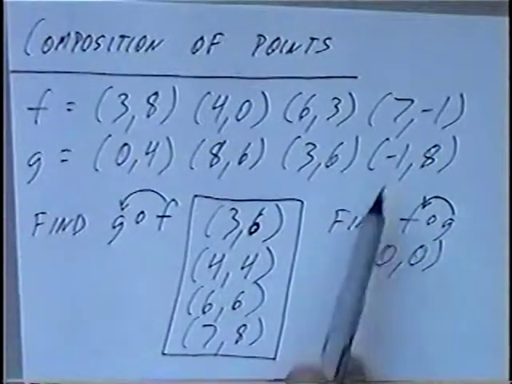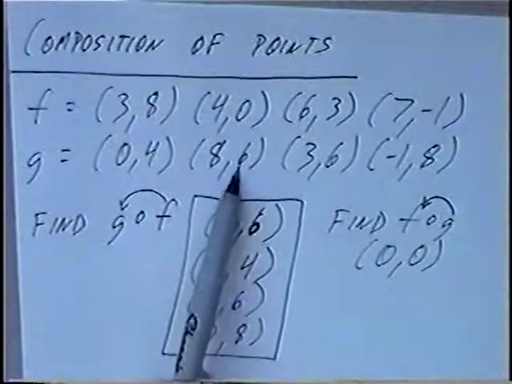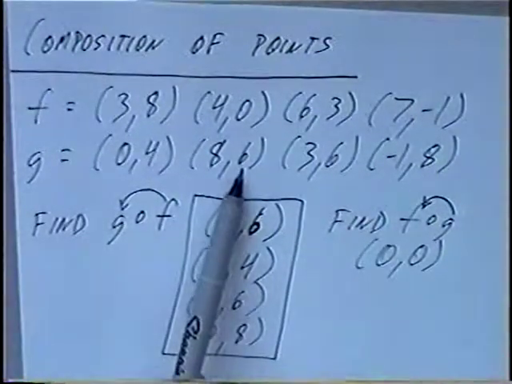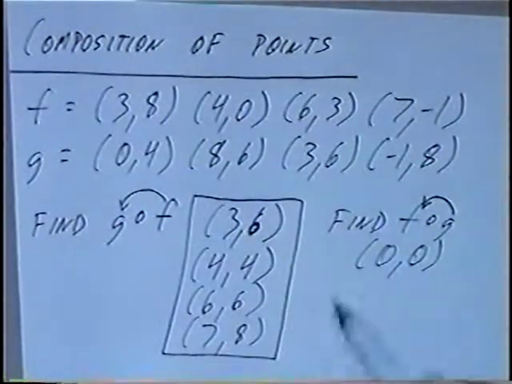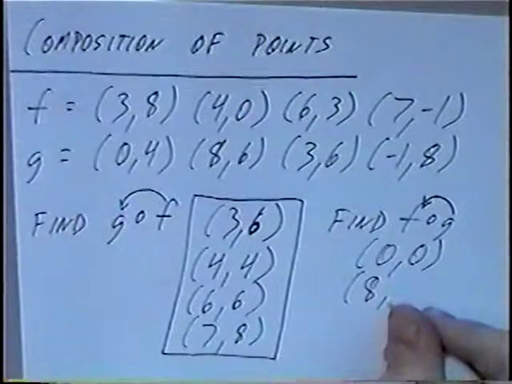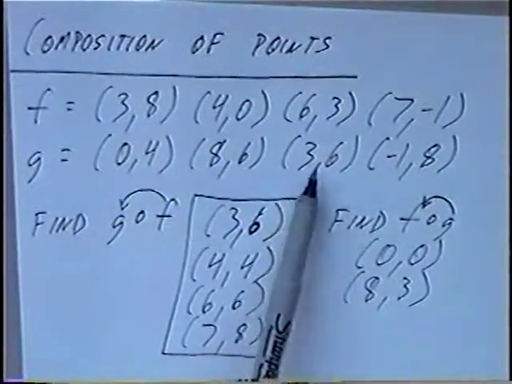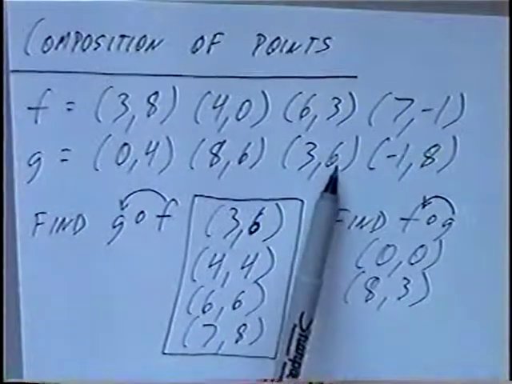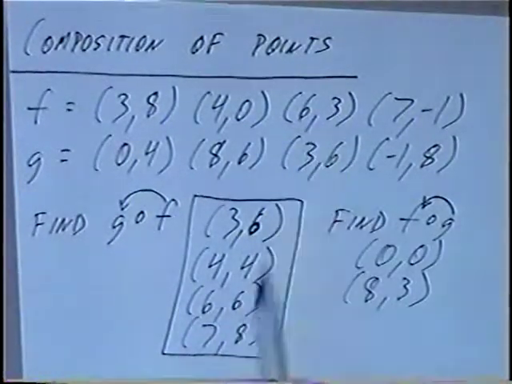Continuing on for the 4 points in the g function, 8, 6, again matching up the 6, the y value, with the x value of 6, and the answer would be 8, 3. The third point, 3, 6, matching the 6 up with a x value of 6, we'll also have 3, 3.